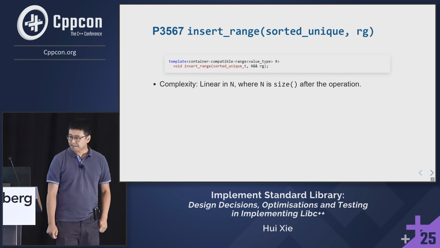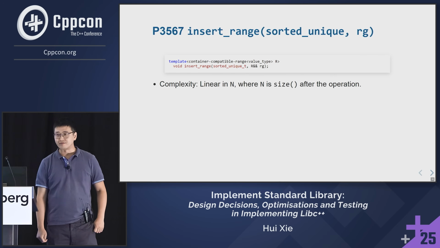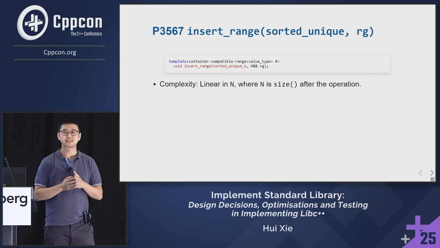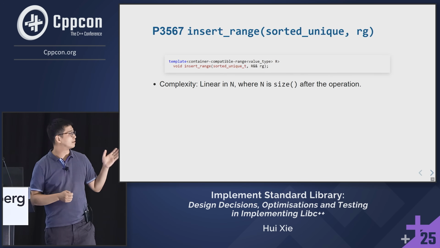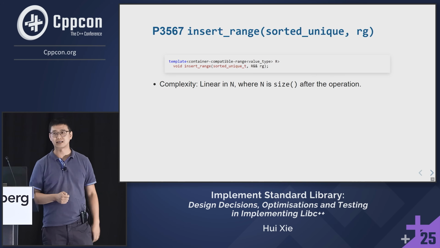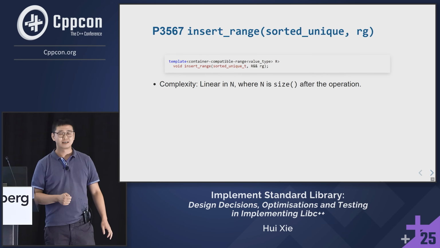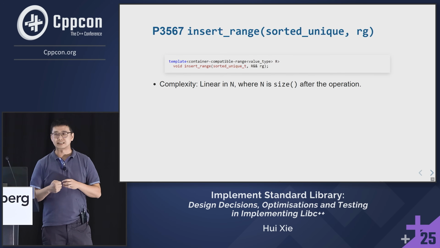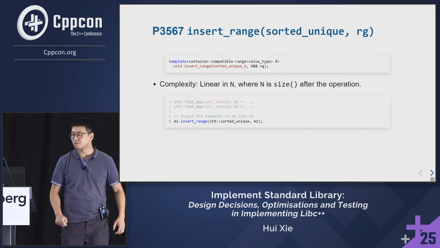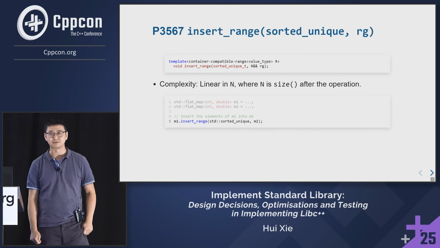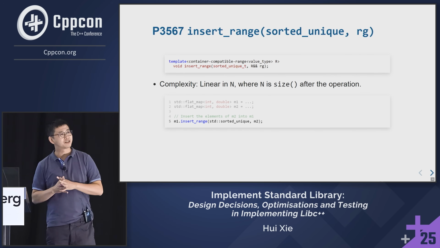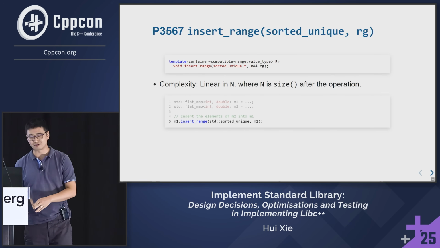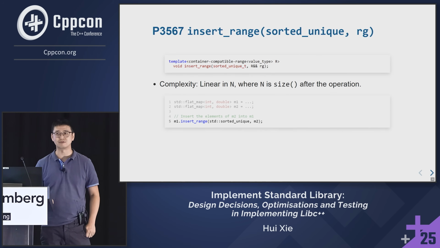And even better, there's another overload. If you know your inputs are already sorted, you can pass this tag type, sorted_unique, to tell the library my inputs are already sorted. And the library will skip the sorting step, so you get linear complexity. And in this case, you can just do m1.insert_range(sorted_unique, m2). But now the question is, as a library vendor, how do we implement these insert_ranges?